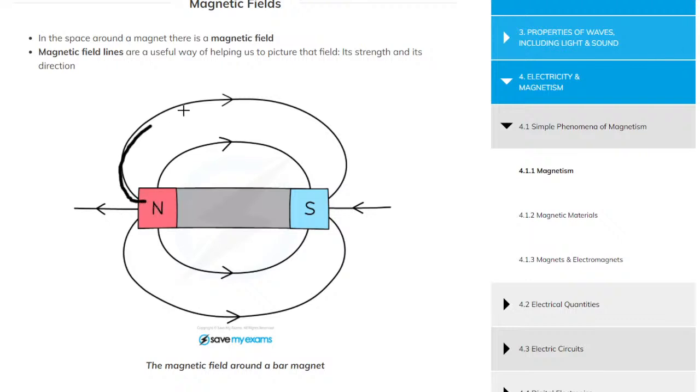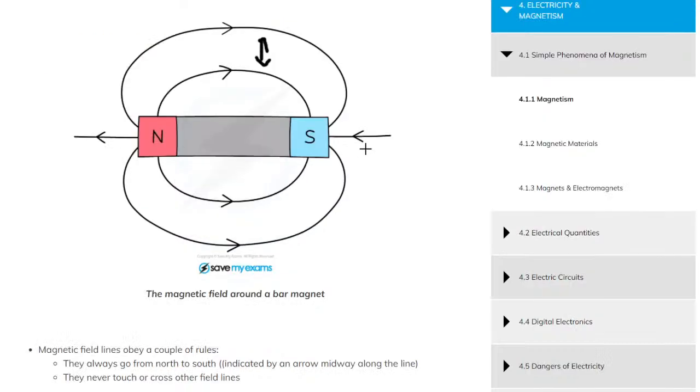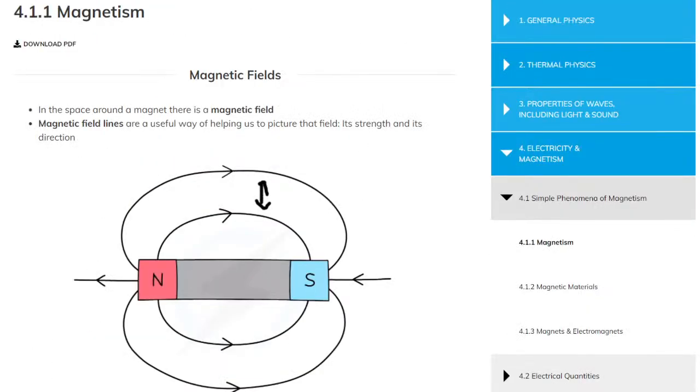They run out of the north and enter into the south. Later on we'll get to know that if they're closer, they're stronger and so on. We also need to know some rules that must be obeyed when drawing the magnetic field. So the keyword right here is magnetic field. What is a magnetic field? It is the space around a magnet.